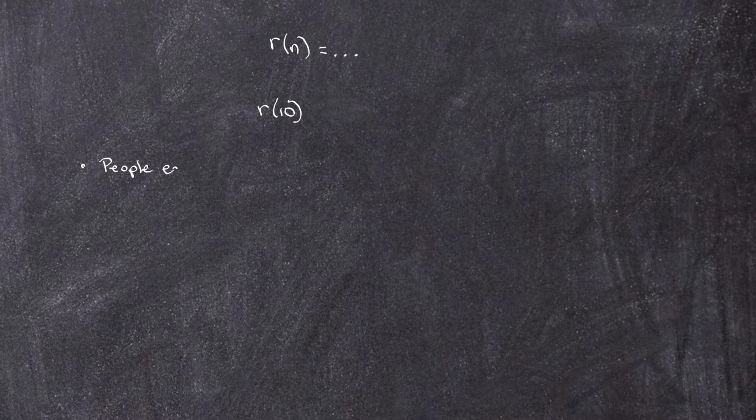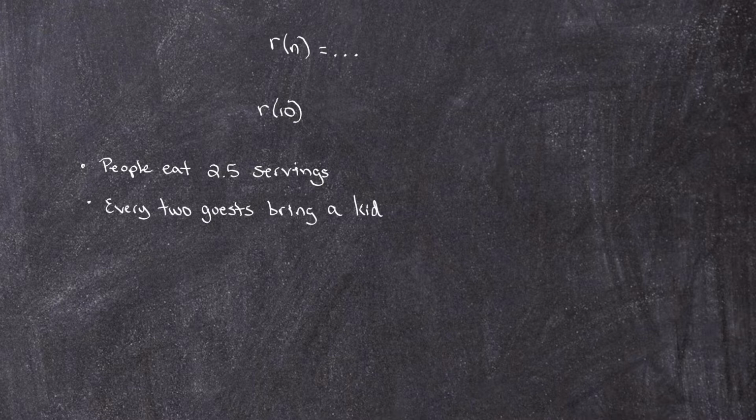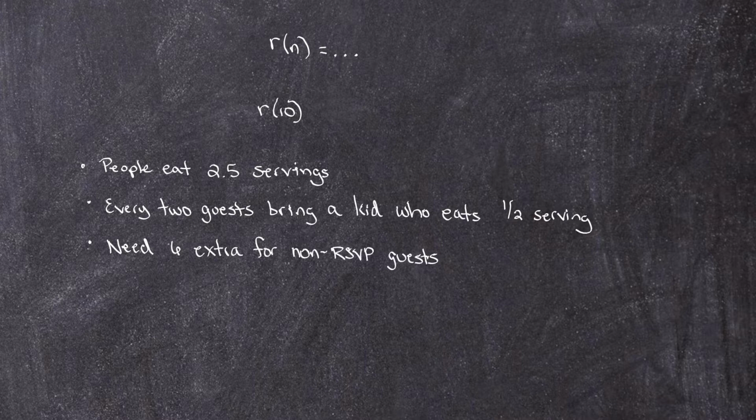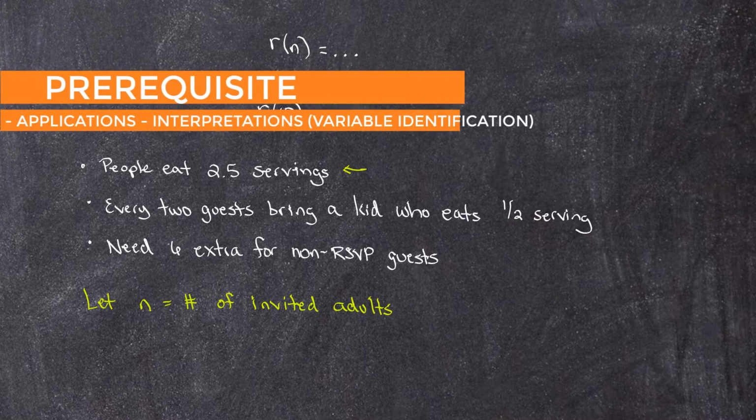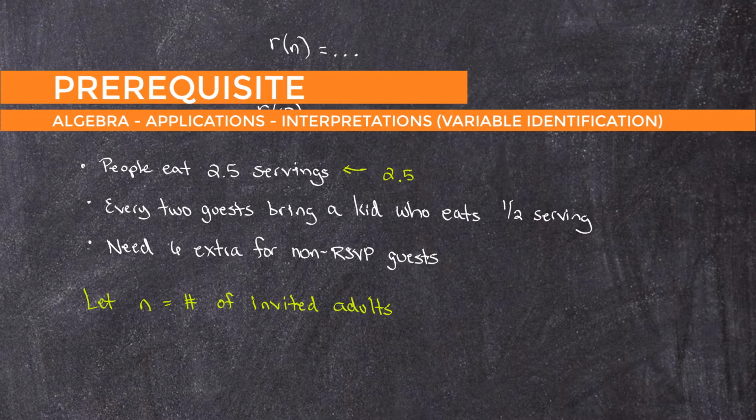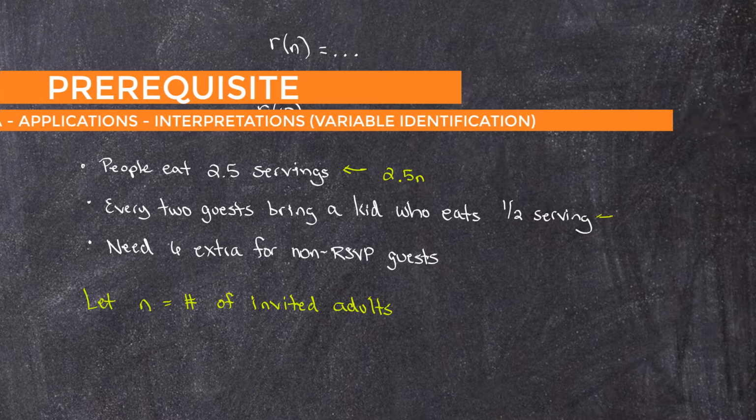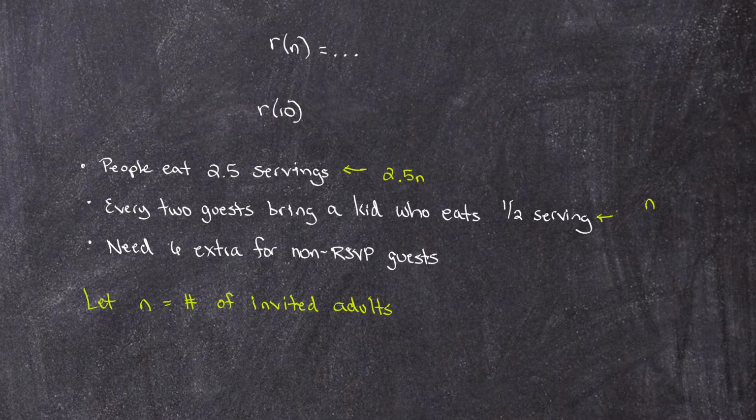But what if you knew that this dish was delicious and people generally eat 2.5 servings? Moreover, what if for every 2 guests there's an additional child who will eat only half a serving? Finally, what if you need 6 extra servings for friends who don't RSVP? Well, if n is the number of invited guests without kids, then those guests are eating 2.5n servings. For every 2 guests, we need an additional half a serving for their kid. So this would add half of n over 2, or in other words, n over 4 servings.